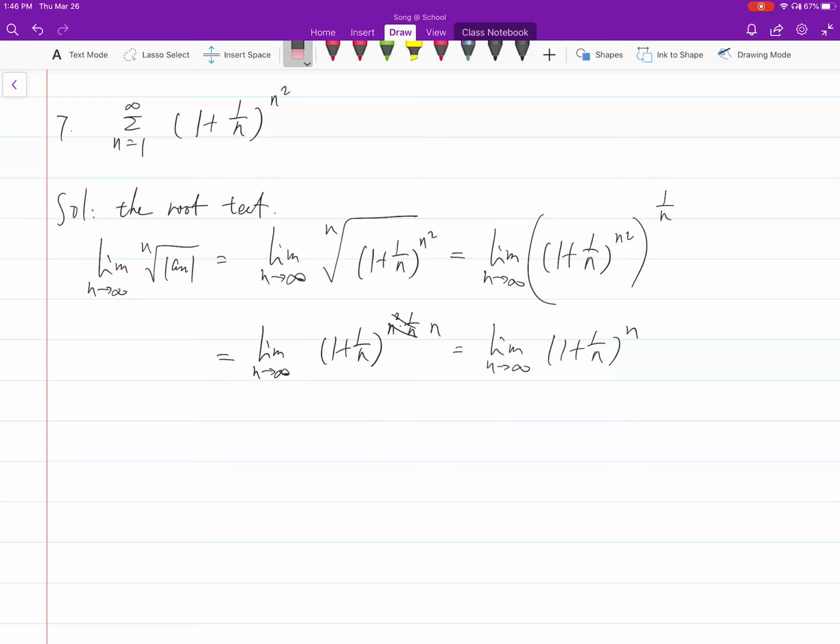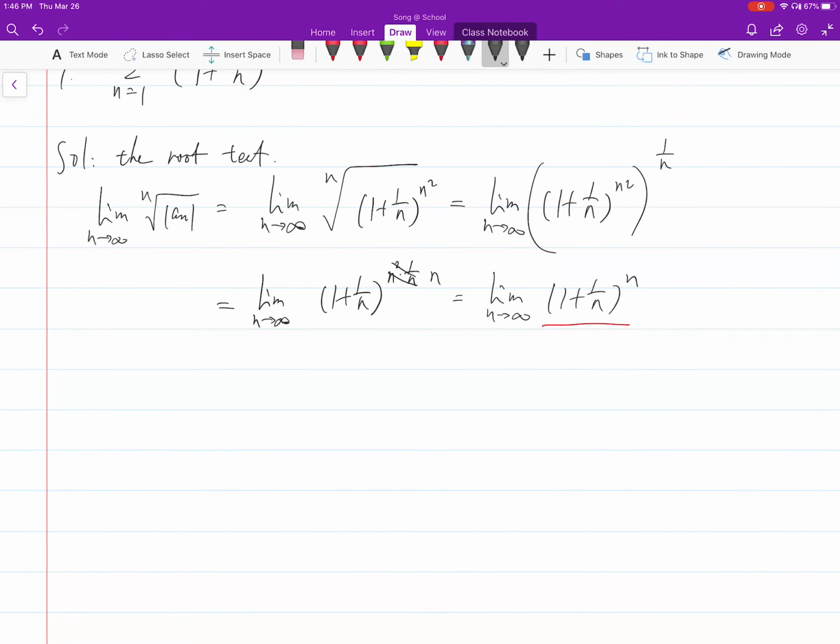Whatever that limit is, it's going to be your ratio. You want to check if it's bigger or less than 1. Now, up to here, just stare at it. It should look familiar. What do you have? I recognize it's actually the definition of e. Try to recall. And e is 2.7, so bigger than 1. Divergent.